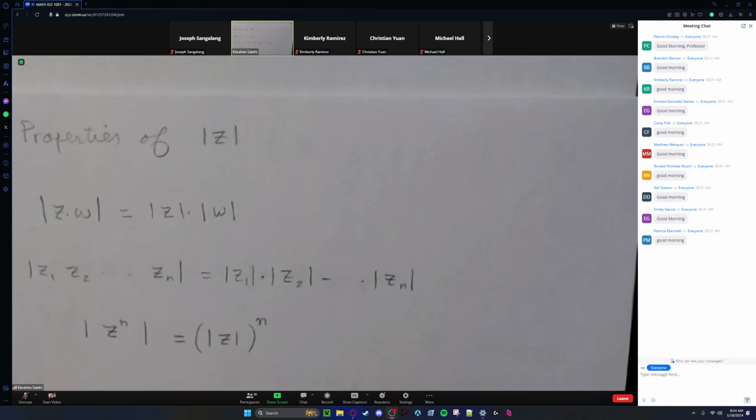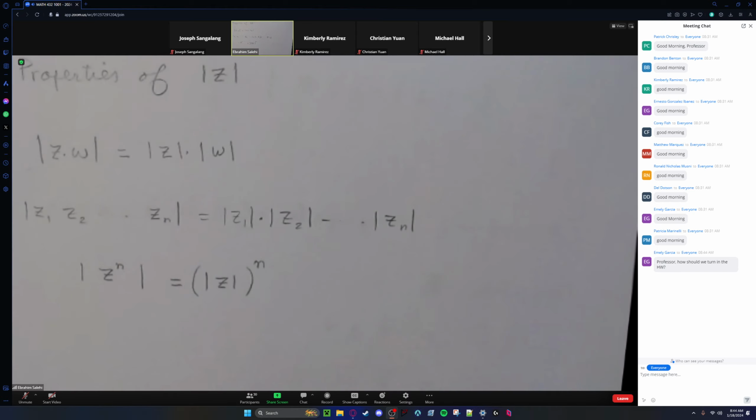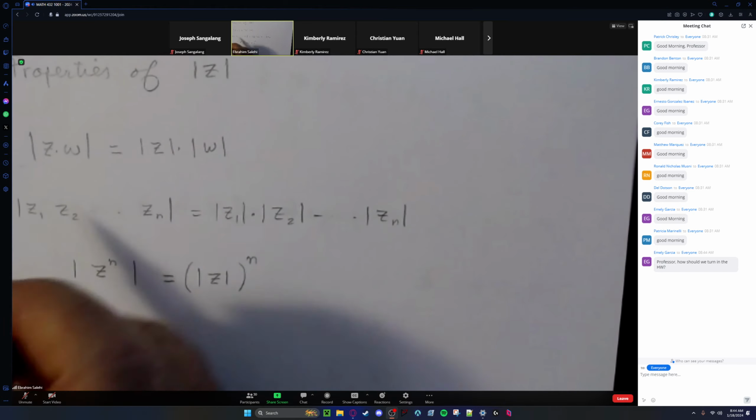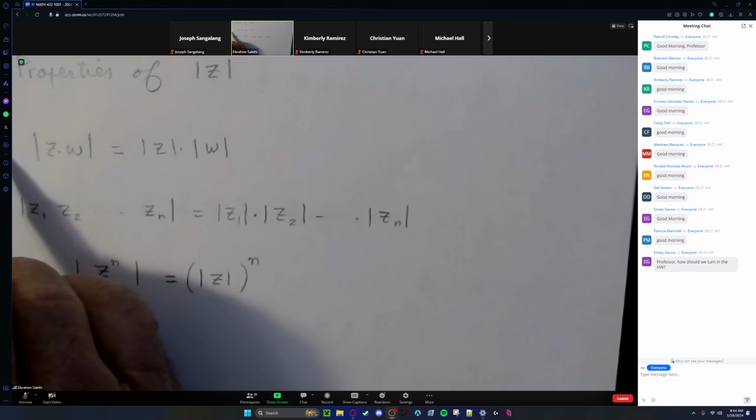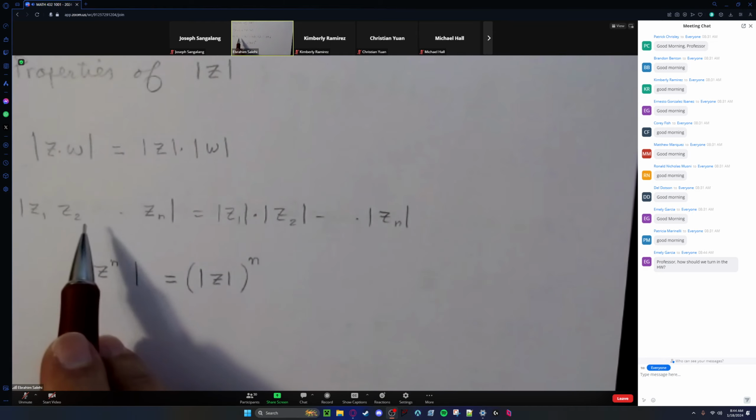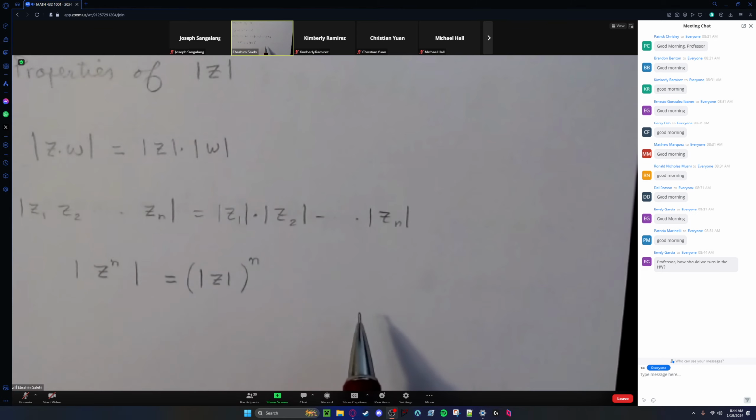Again, these two operations can be interchanged, okay? These two can be interchanged. This is a very good one. Please pay attention to this one. So property number 1 is this one that can be generalized this way.